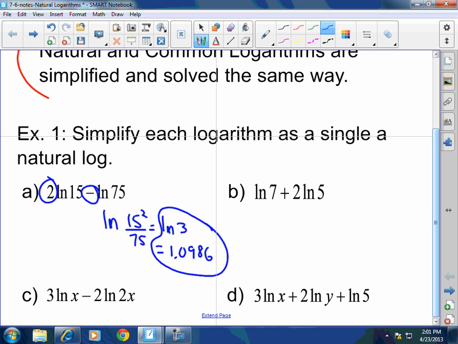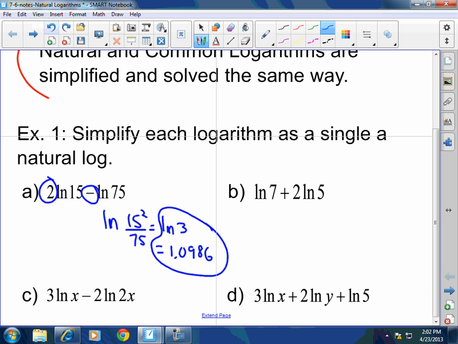Actually, if I read my own directions, this part here was not asked for. It says simplify each logarithm as a single natural log, not as a value. If I said find the value of this, then once you've gotten here, you could go ahead and put in the actual answer from the calculator. So I apologize. I should pay attention. I will not find the value for the rest of these, being that I'm going to follow directions and just write them as a single log.